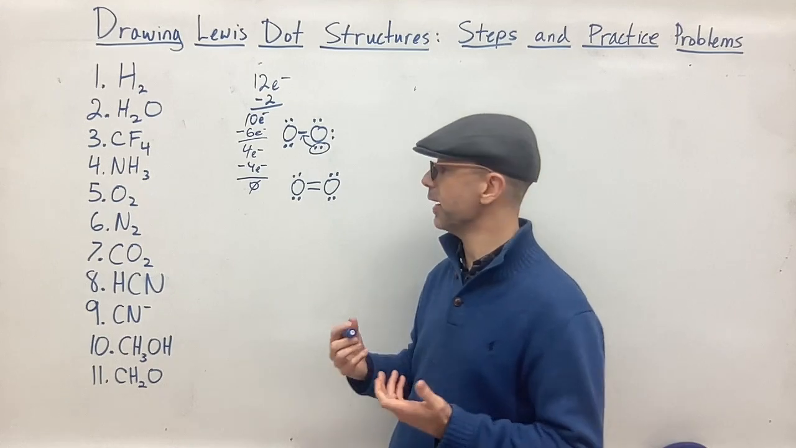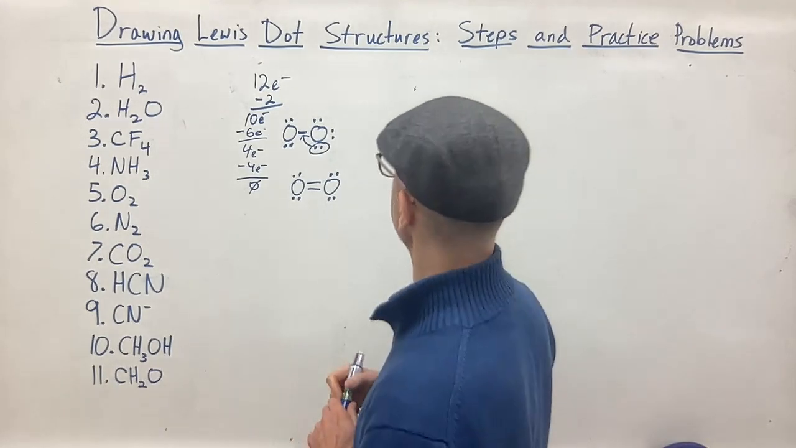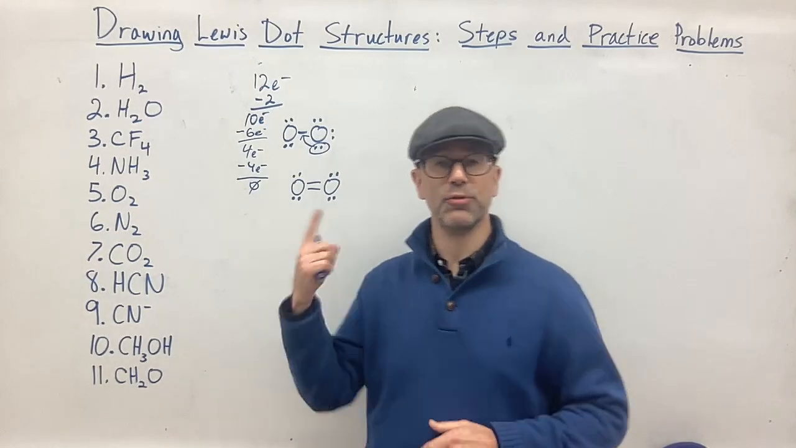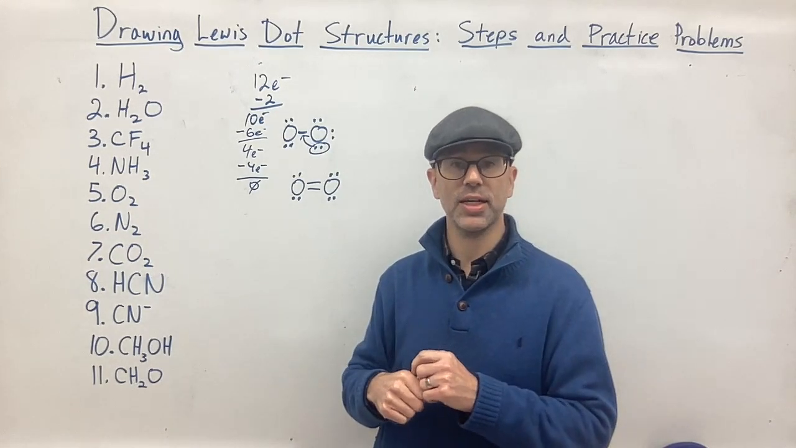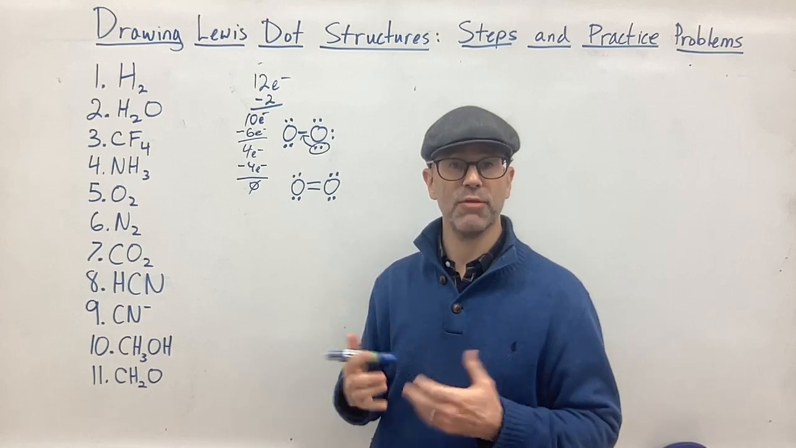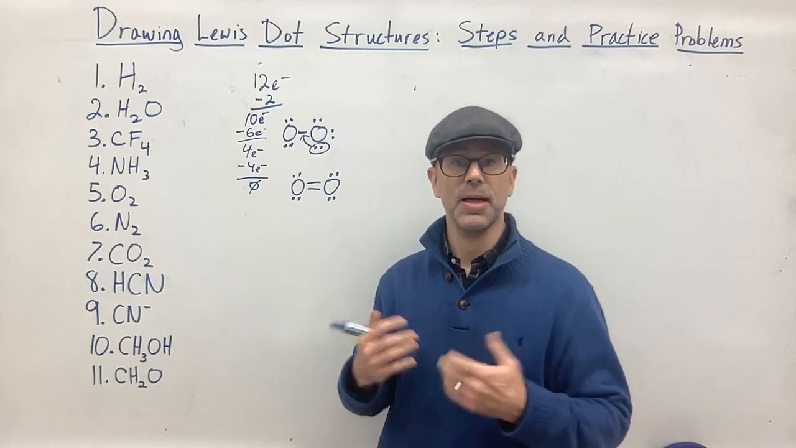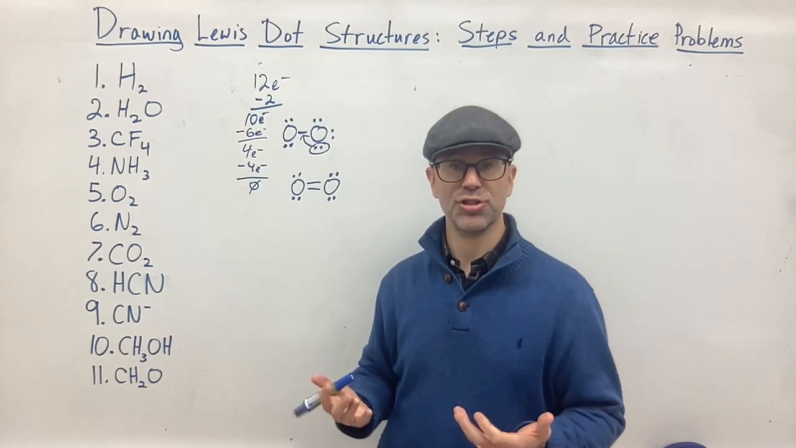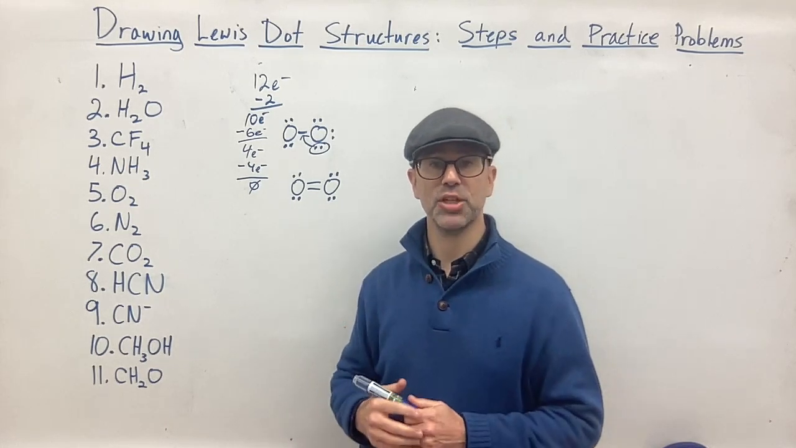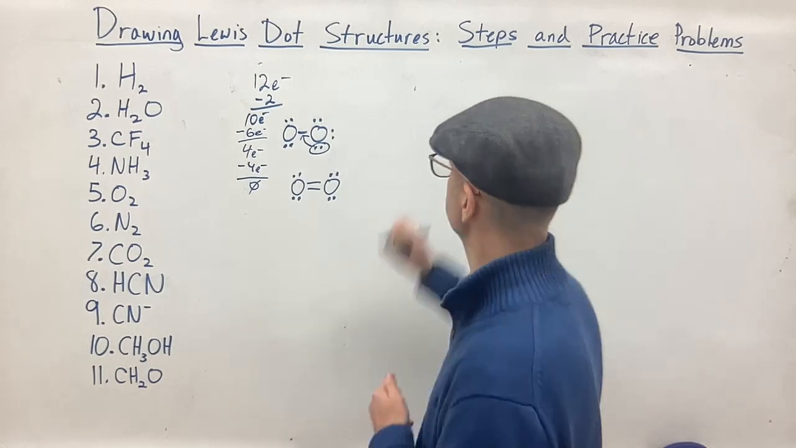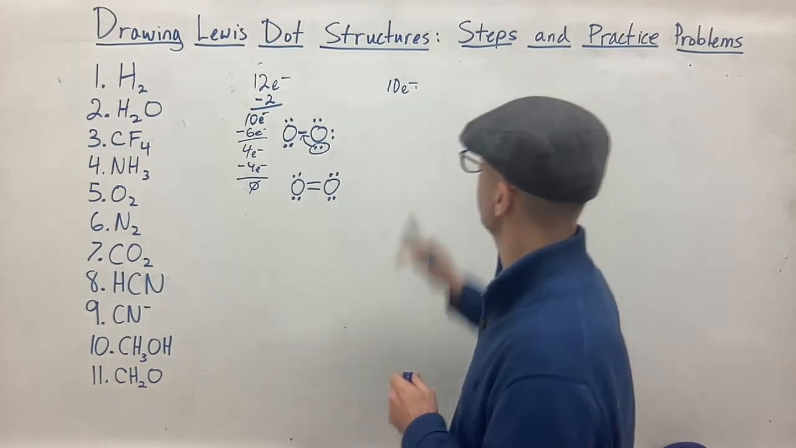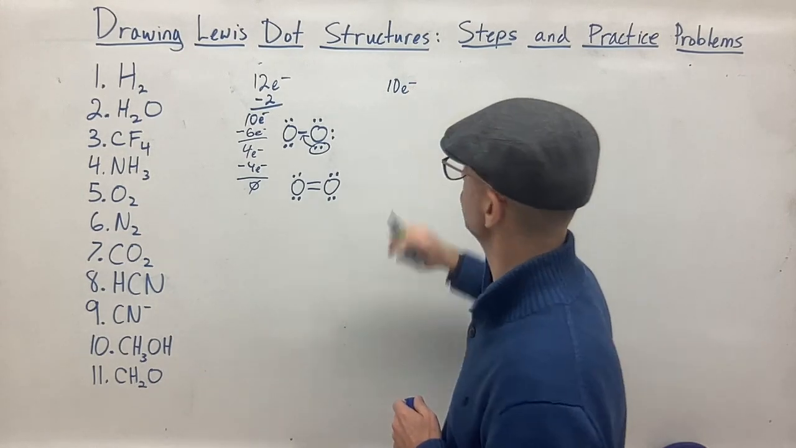Okay, what about N2? N2, same thing. So I have two nitrogens bonded together. Step one, figure out the total number of valence electrons for the molecule. Each nitrogen has 5 valence electrons because nitrogen is in group 5. So that's going to be a total of 10 valence electrons. So here I have 10 valence electrons for my nitrogen, N2.